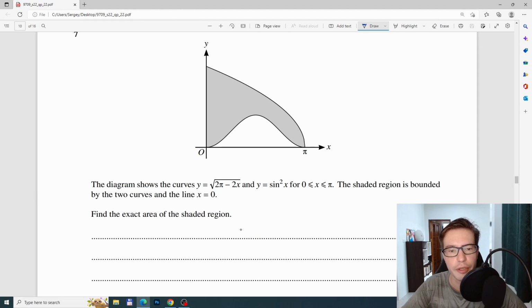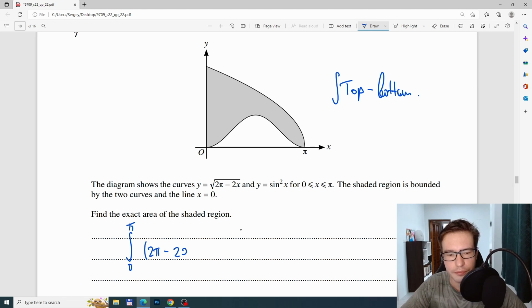Okay, next question, about integration. When we have to find the area between two curves, we have to find the integral of the top one minus the bottom. So that means we're looking for the integral from 0 to pi of (2 pi minus 2x) to the power of 1 over 2, minus the bottom curve, sine squared x, and all of these dx.